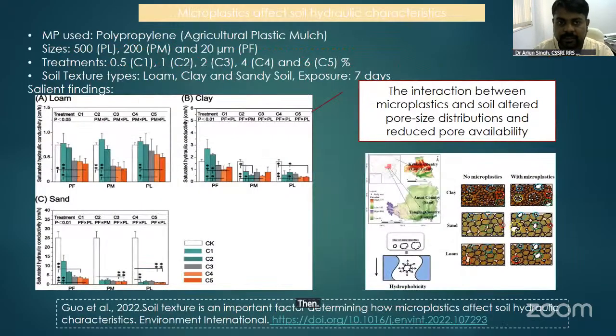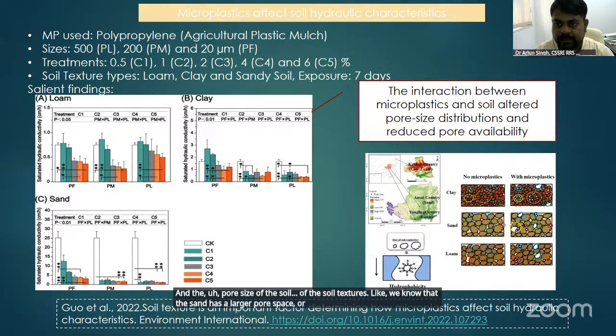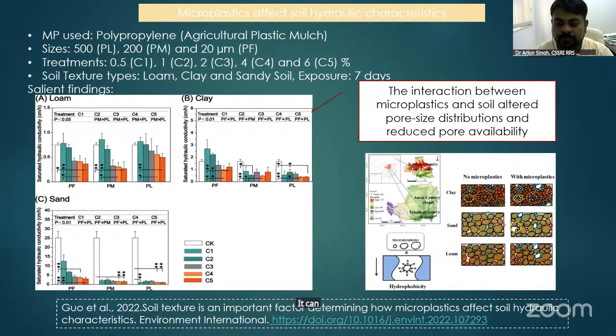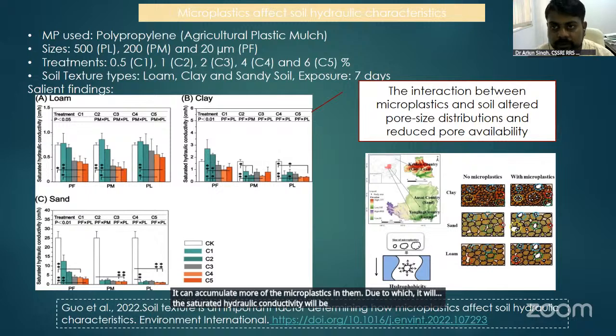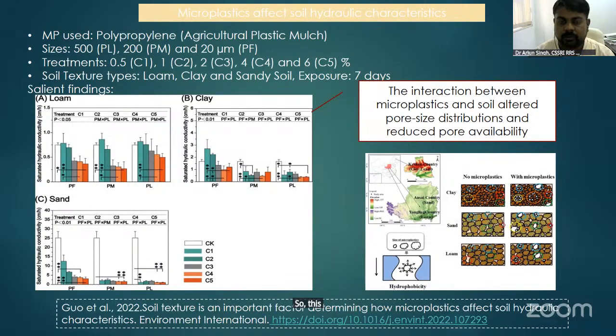Then in another study, whether plastic pollution buildup in the soil will affect our hydraulic conductivity or not. It depends on the size of the plastics and the pore size of the soil textures. We know that sand has a larger pore space compared to clay soil. Since more pore space is there in sandy soils, they can accumulate more microplastics, due to which the saturated hydraulic conductivity will be affected more in sandy soil as compared to clay or loamy soils. This is also one of the reports which shows that hydraulic conductivity is significantly hampered with the application of microplastics.